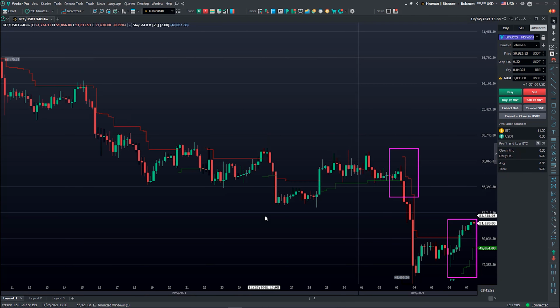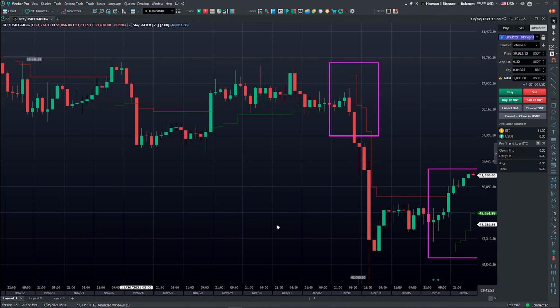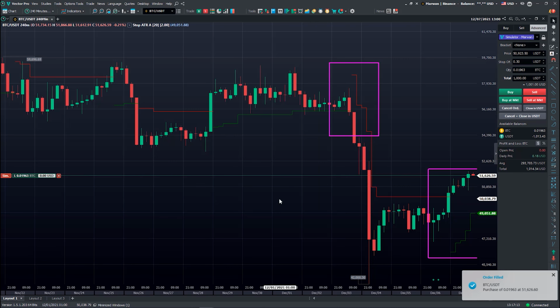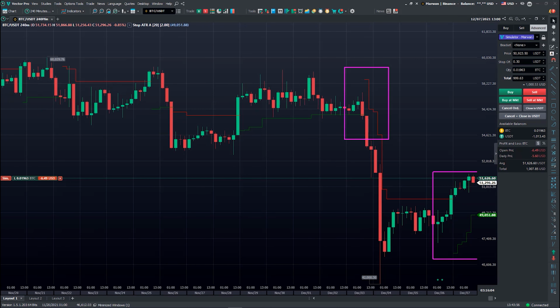Alright, let's go ahead and expand the chart a bit, like so, and go ahead and place a buy at market order. So we can see that the direction of the price movement is going upwards like this, and the Stop ATR has consequently plotted its lines below the candles. So as a result, we're going to go ahead and place our stop slightly above our indicator, like this.